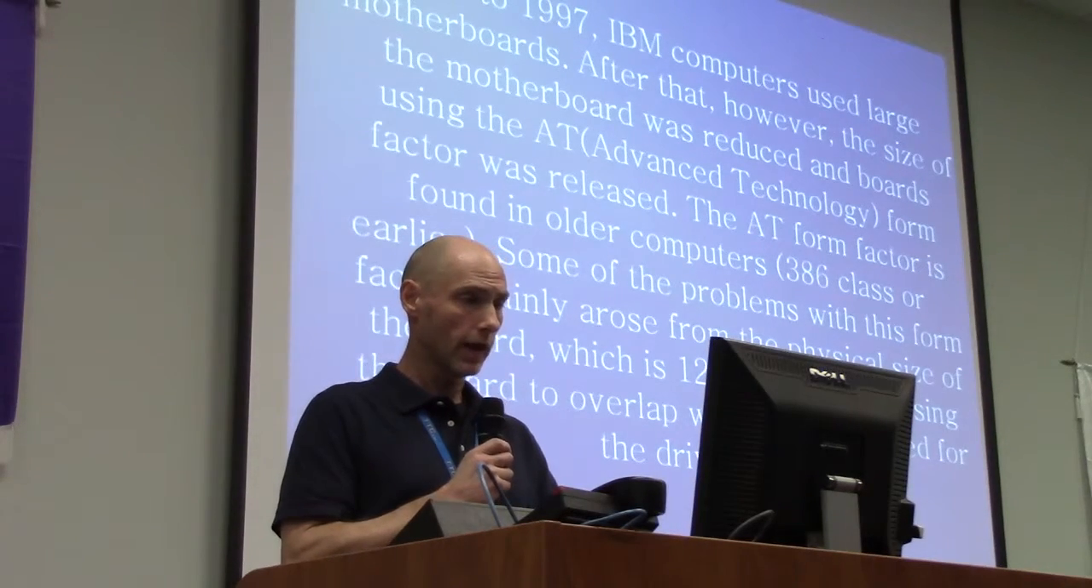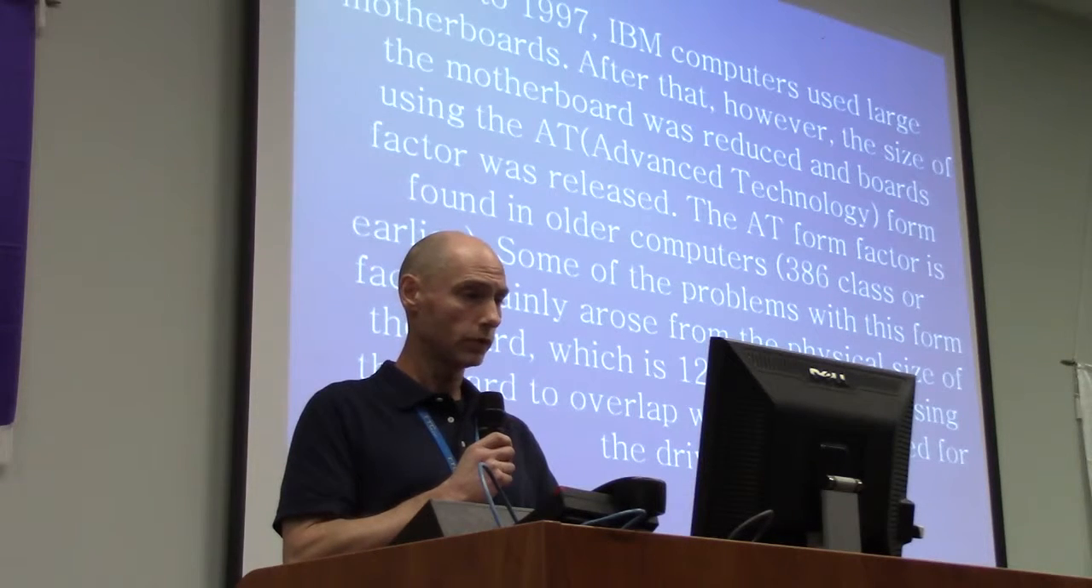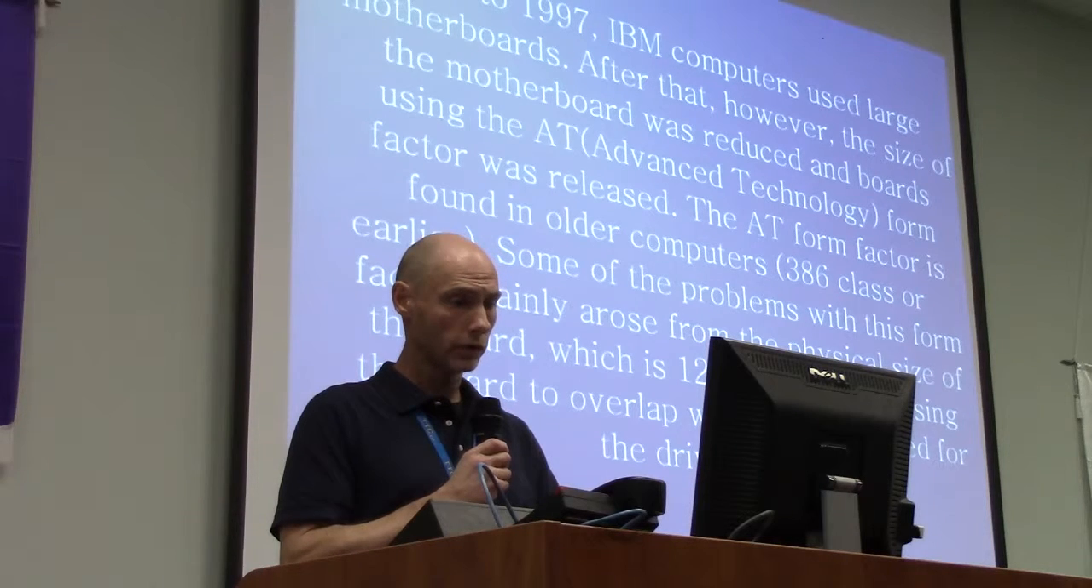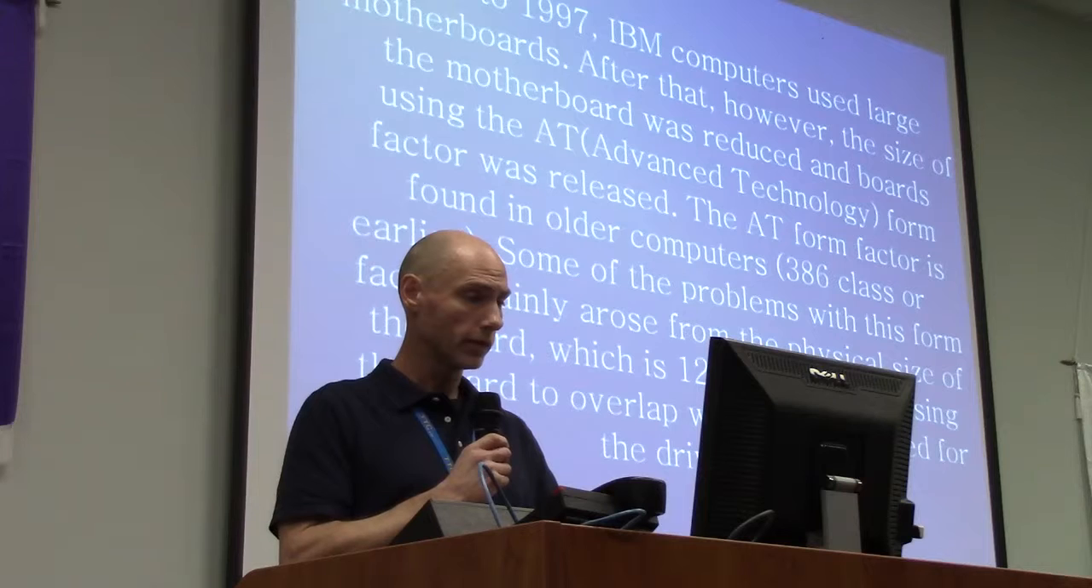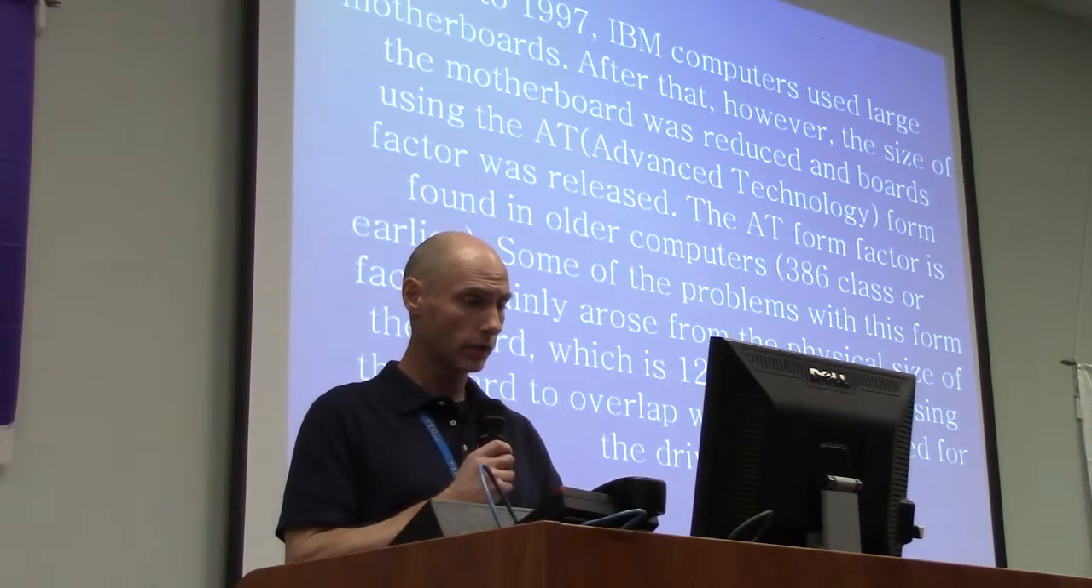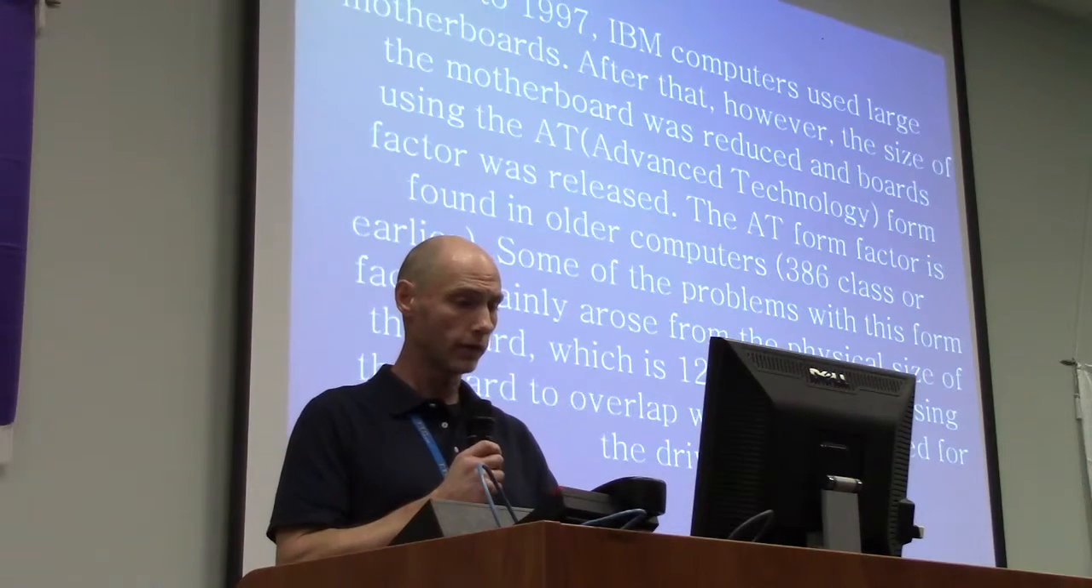Prior to 1987, IBM computers used large motherboards. After that, however, the size of the motherboard was reduced, and boards using the AT, which is advanced technology, form factor was released. The AT form factor is found in older computers, 386 class or earlier. Some of the problems with this form factor mainly arose from the physical size of the board, which is 12 inches wide, often caused the board to overlap the space required for the drive base.